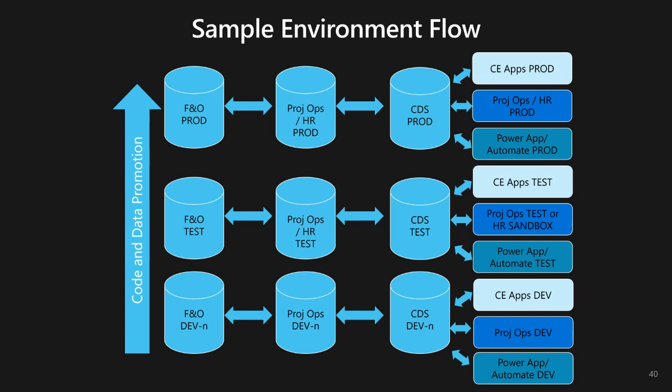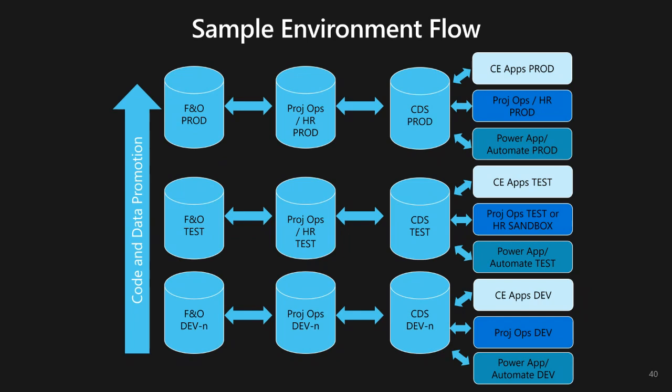If you're in a situation where you're actually deploying all three, finance and operations, project operations, and human resources, it's important to note that you'll actually have three different databases on the same kind of infrastructure and platform that finance and operations uses. So one DB for finance and operations, one for project operations, and one for HR.